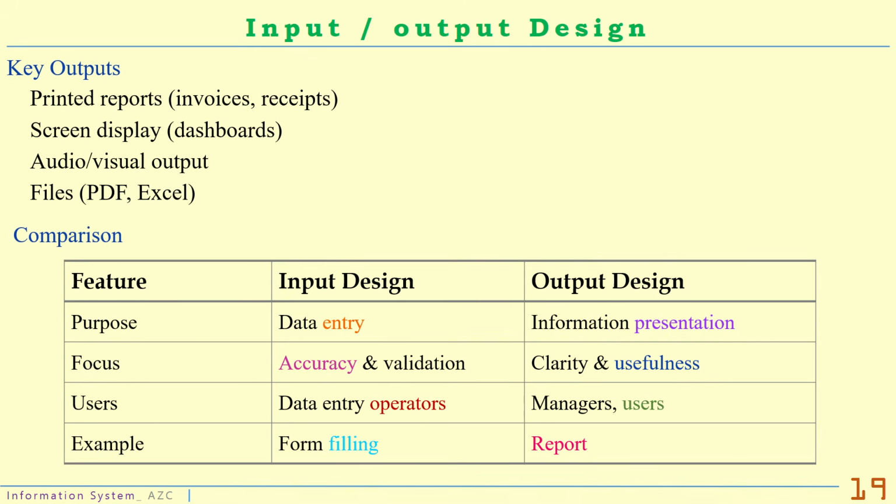Comparison between input and output designs. Purpose of input design is data entry. Purpose of output design is information presentation. Input design focus on accuracy and validation. Output design focus on clarity and usefulness. Input design users are data entry operators. Output design users are managers and users. Form filling is the input design. Report is the output design.